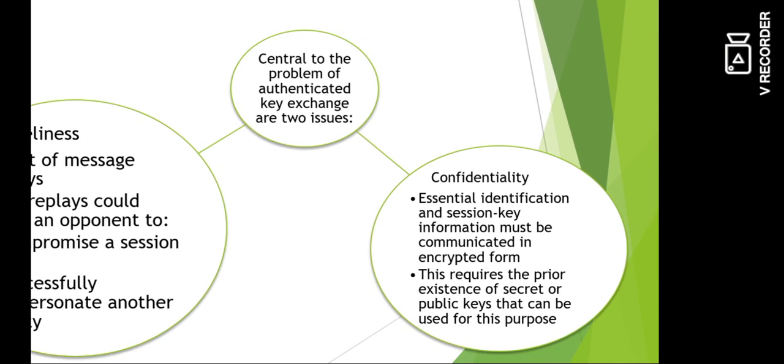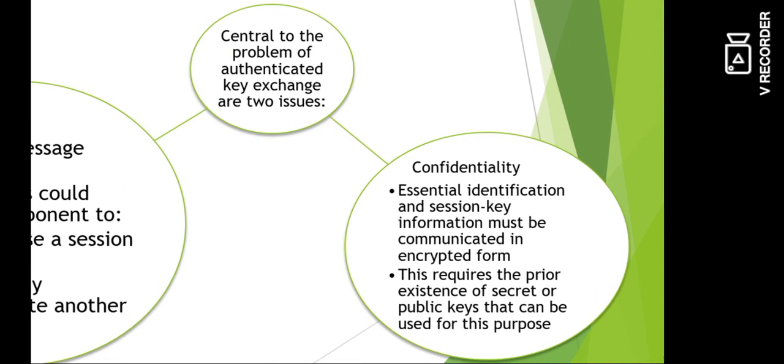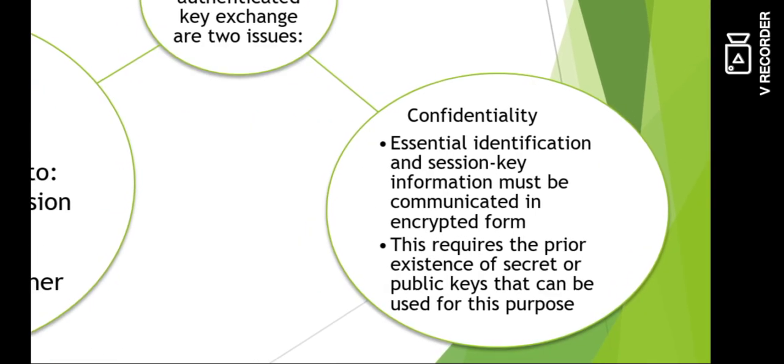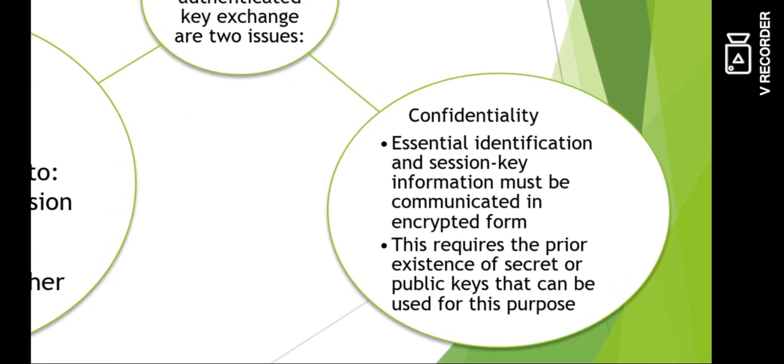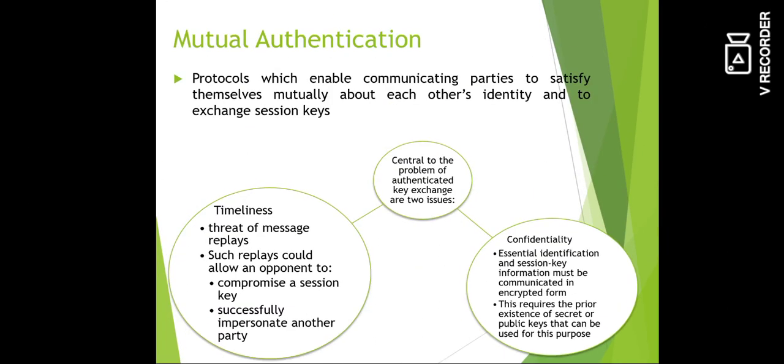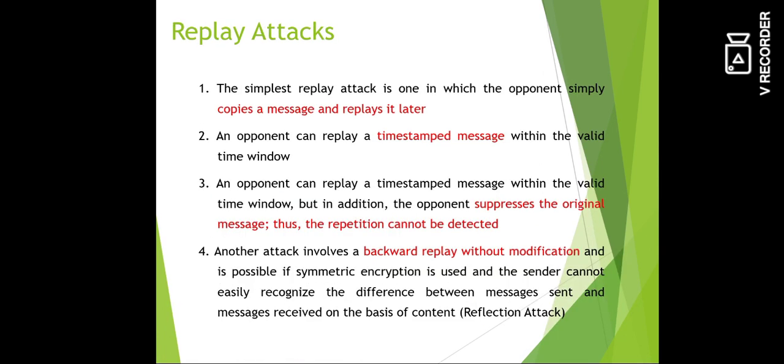Another issue is confidentiality. We have to encrypt the content, the session key information, and the identification, and only then communicate with the other party. It requires that we must know in advance the secret or public keys that can be used for this purpose. So mutual authentication involves two issues: timeliness and confidentiality.